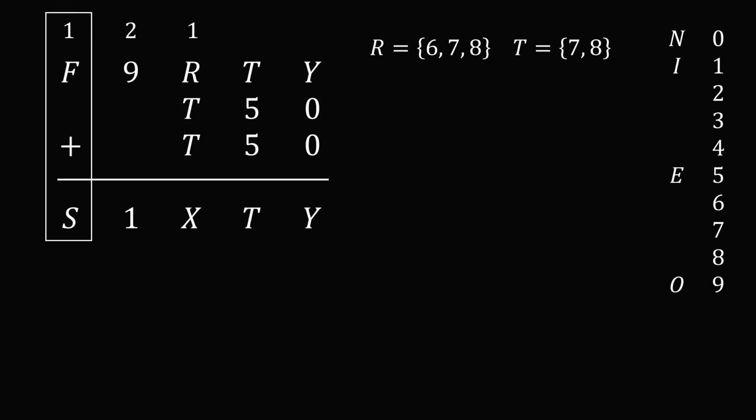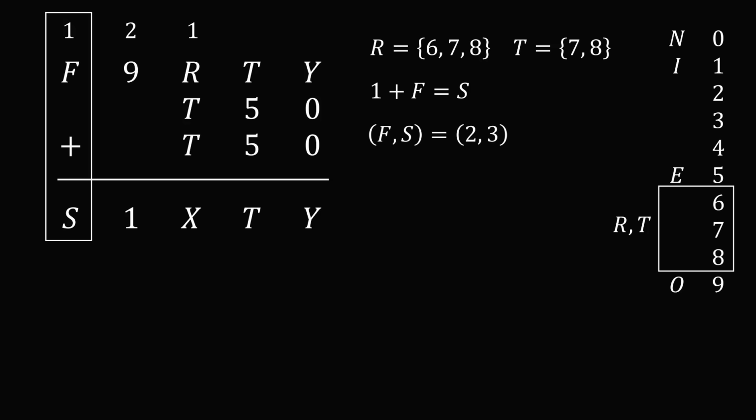Now what can we say about f and s? We know that 1 plus f is equal to s. So we only have some possibilities. Suppose that we have f and s in 6, 7, and 8. We would need the pairs to be something like 6 and 7 or 7 and 8. But we know that we must have 2 values of r and t in 6, 7, or 8. So if 2 of the values are already taken, there's no way that we can have two values of f and s in here. So we can't have f and s in there.